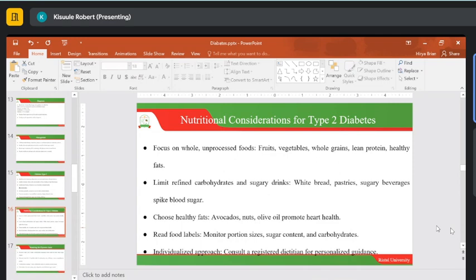So also choose healthy fats, the avocados, the oil in avocado, the olive oil that promote heart health, the omega-3 in the fish, etc. Then read food labels and monitor the portion sizes, the sugar contents, and also the calories. And also this individualized approach. Consult a registered dietitian for personalized guidance. Why we say personalized is because everyone has different characteristics; we may be suffering the same condition, but we are suffering it differently.